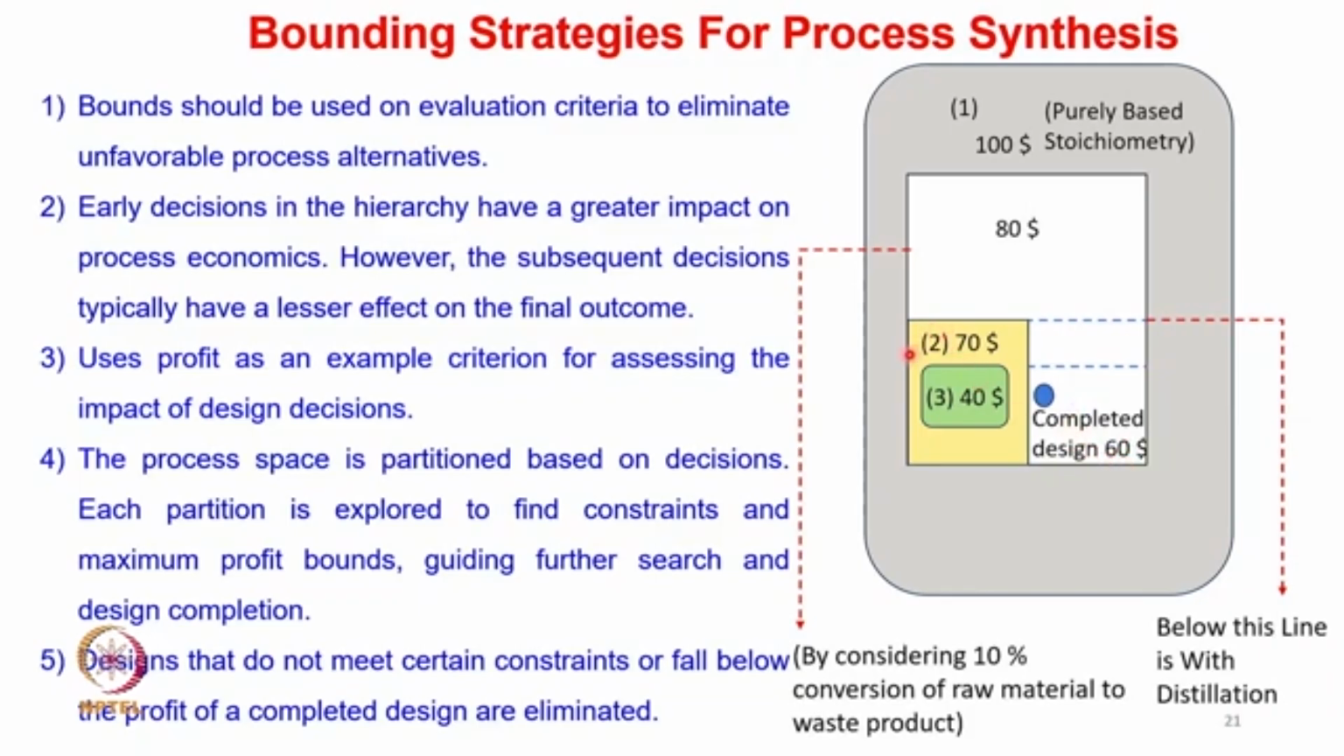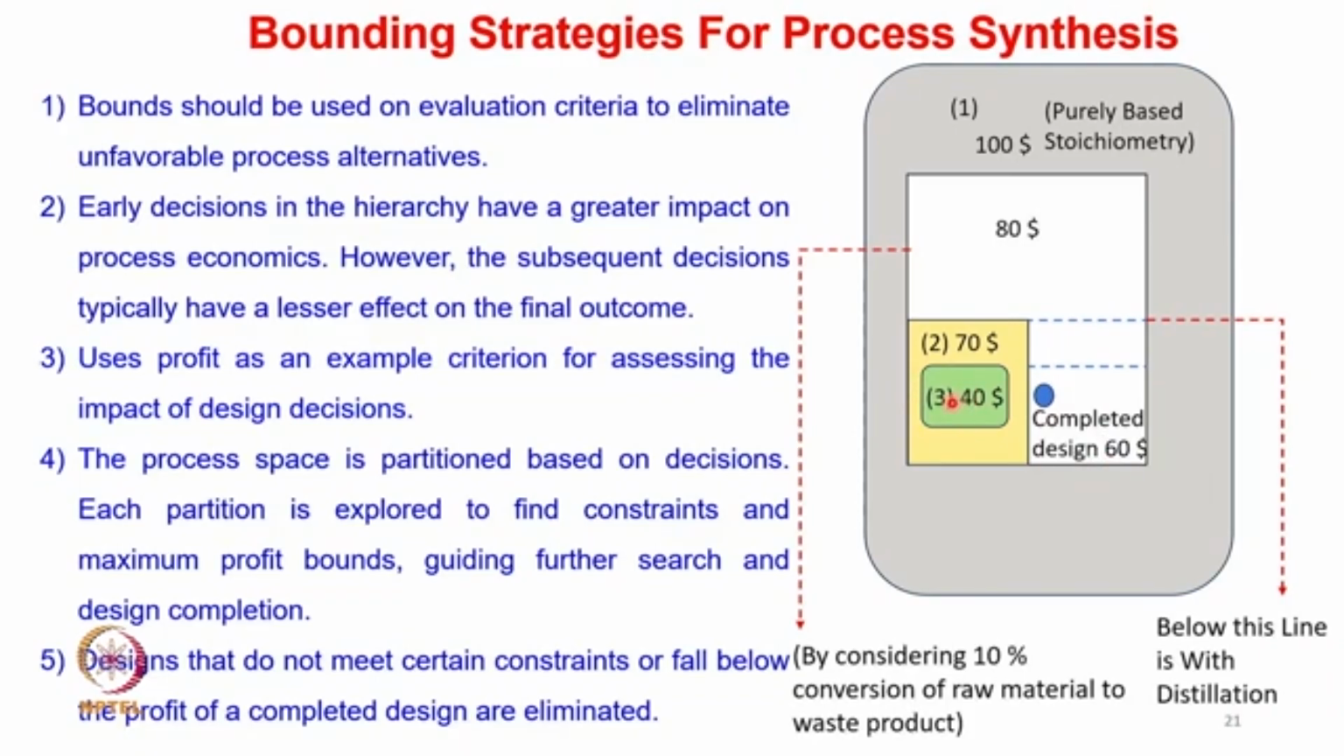Now the other block on the left hand side, shown in yellow, has a profit of $70, but this design is not complete, whereas the design in the other block is complete. So in this left hand side block, we can look at the different constraints present in the problem in order to complete the design. Let's say we come across another constraint, and because of that constraint the profit reduces to $40. So clearly the block shown in green has a lower profit value compared to this completed design, so this particular block has to be eliminated.